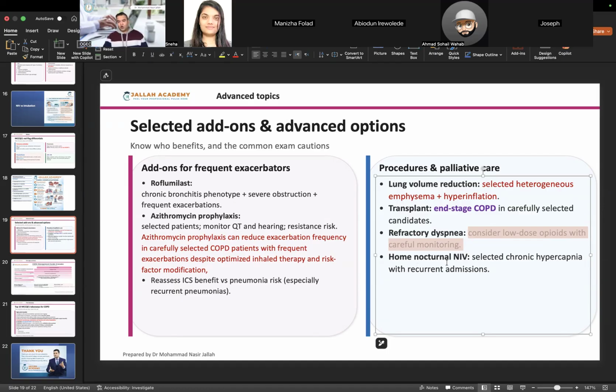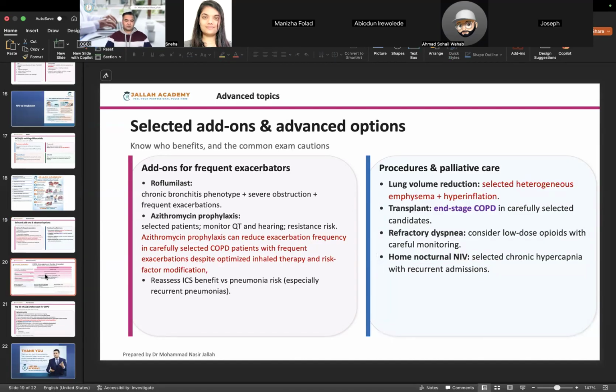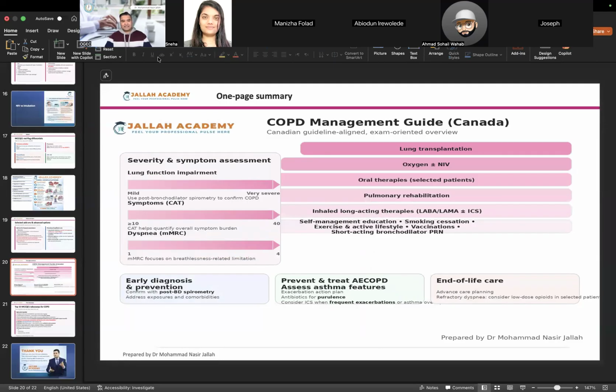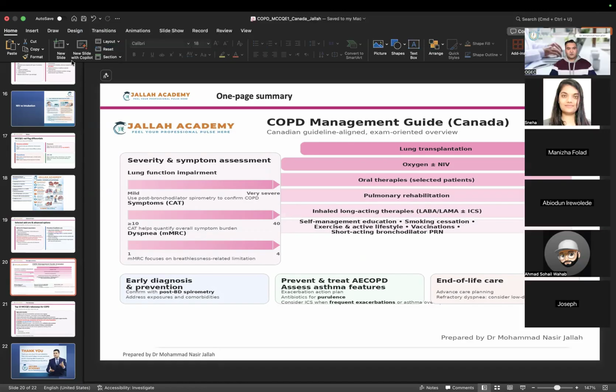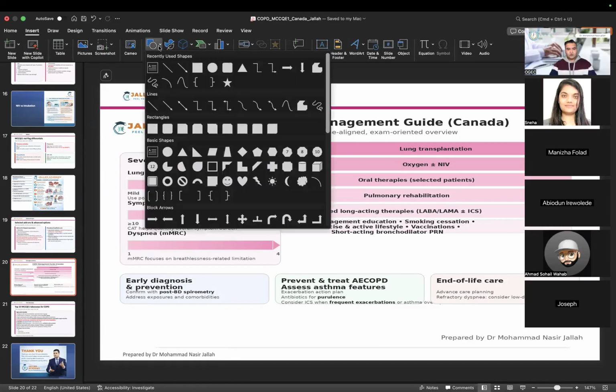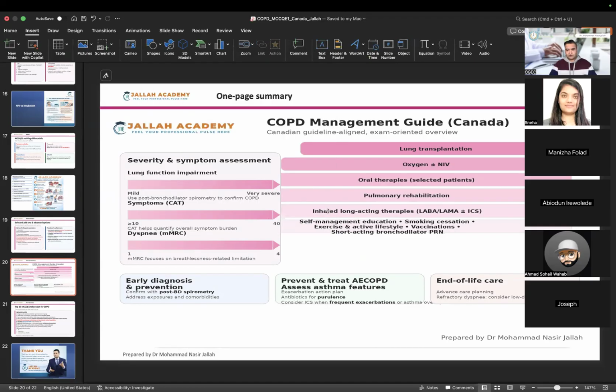Okay, home nocturnal non-invasive ventilation: select chronic hypercapnia again, and recurrent admission. So for this one, it has to be frequent exacerbation or admission. So this one is a treatment. I think I should add a few. Maybe this one.